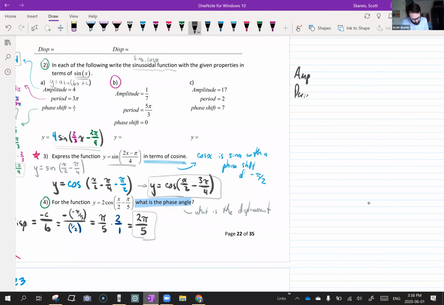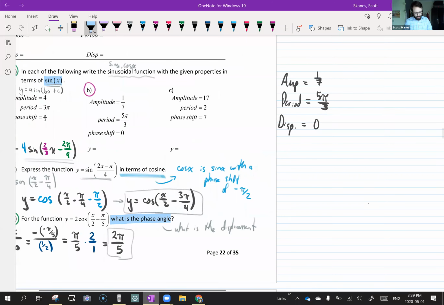amplitude, period, and phase shift is another word for displacement, so I'm just going to write displacement. Amplitude 1/7, period 5 pi over 3, and phase shift 0. So the question is, in each of the following, write the sinusoidal function with the given properties in terms of sine. What that means is take what you've been given and give me the equation. And the key word here is sine. If it said cosine, you would have to write a cosine function. But it says sine, so we have to write a sine function, of course.